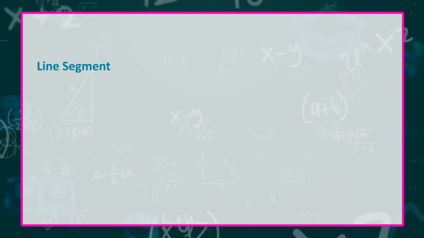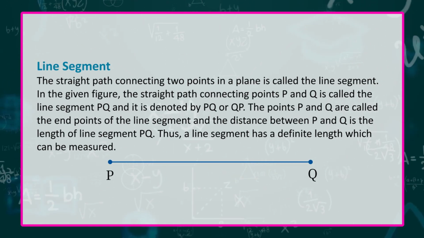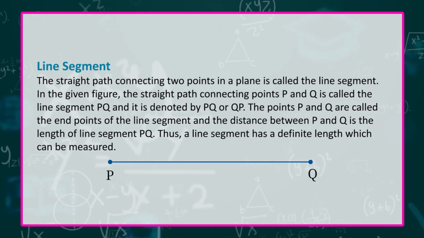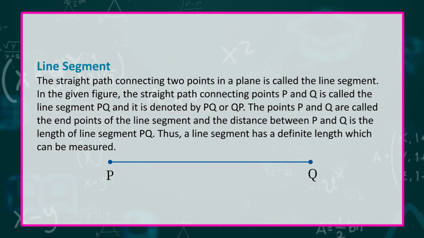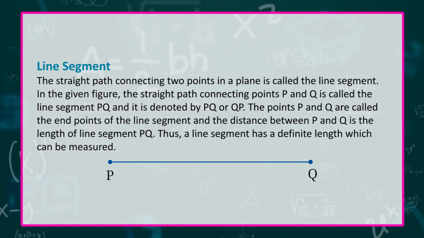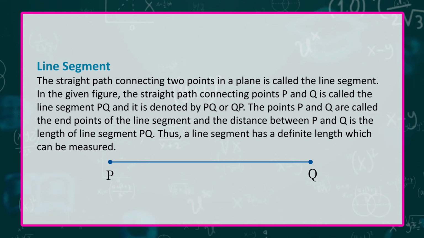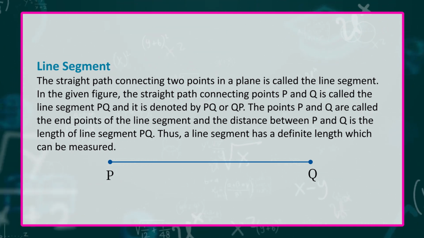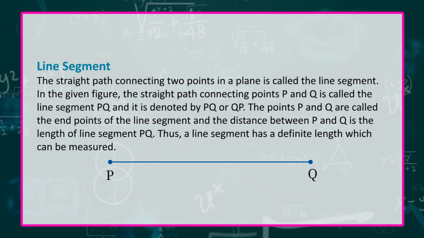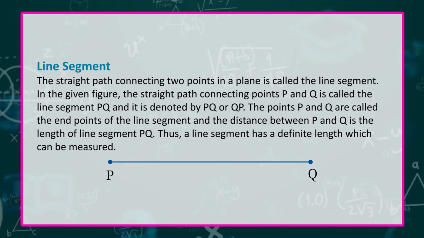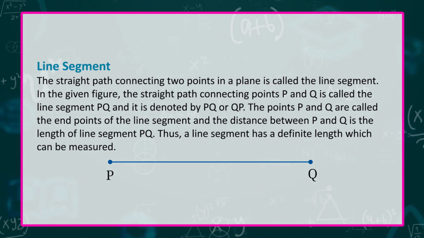Line segment. The straight path connecting two points in a plane is called the line segment. In the given figure, the straight path connecting points P and Q is called the line segment PQ, and it is denoted by PQ or QP. The points P and Q are called the end points of the line segment, and the distance between P and Q is the length of line segment PQ.